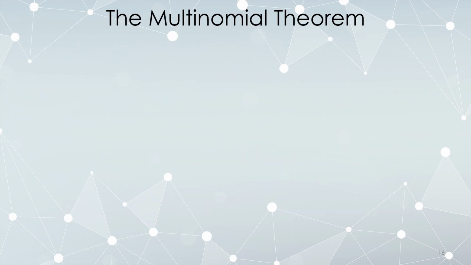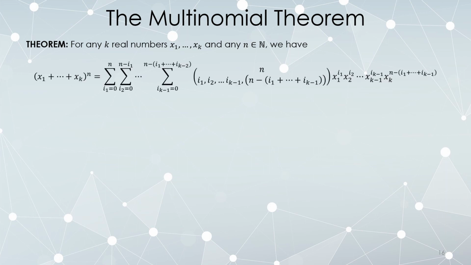Well, just as we have a binomial theorem for binomial coefficients, there's a multinomial theorem that's going to involve multinomial coefficients. It's a bit complicated to write out. Suppose I have k distinct real numbers, I'm just going to call them x1 through xk, and I have any natural number n. If I raise the sum x1 plus x2 all the way to plus xk to the n power, this can be computed as a sum.